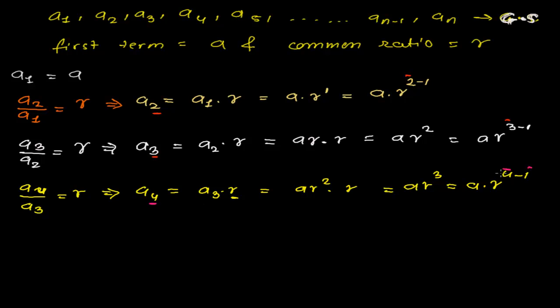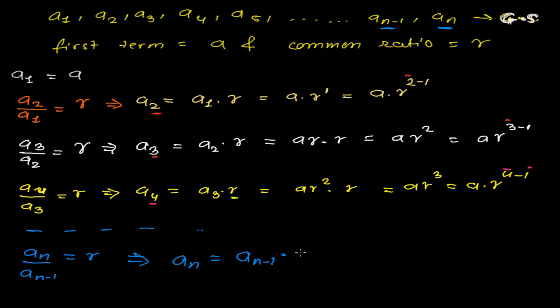Friends, if I continue like this, then finally what will I get? Suppose my nth term over the (n minus 1)th term, right? This is the succeeding term and this is my preceding term, right? So this will be again the common ratio r, and this will give me a n as a n minus 1 times r.